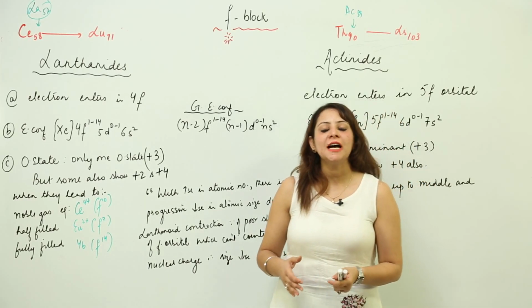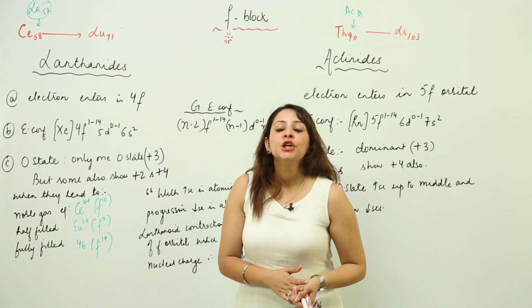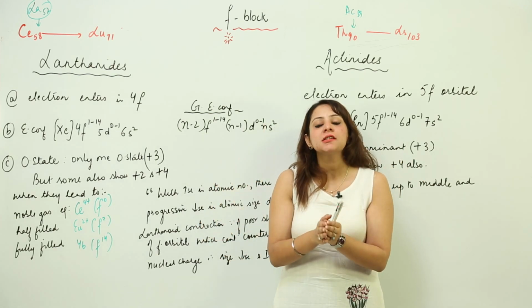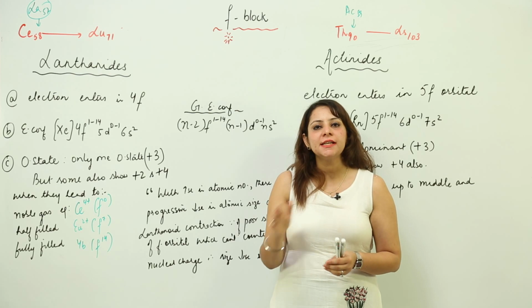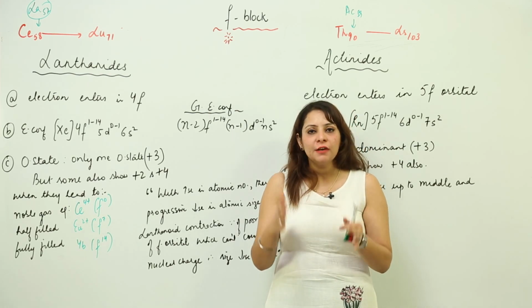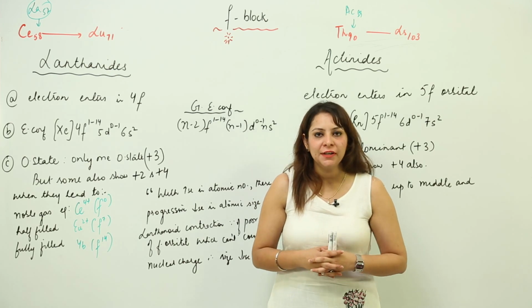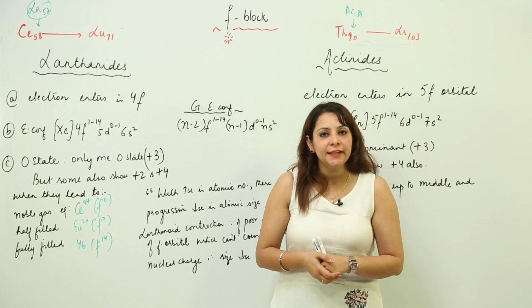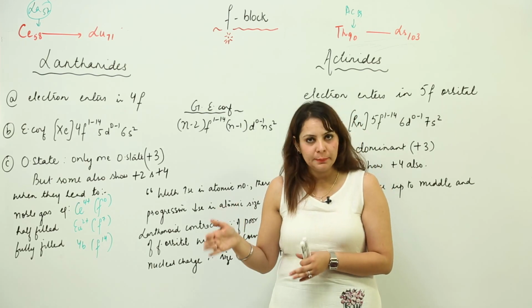Now we are going to start with the F block elements. As you all know, when we talk about the transition metals, there occur a third transition series and the fourth transition series in which the F orbital elements are present, which are actually present inner to the transition elements. That is why they are called inner transition metals.